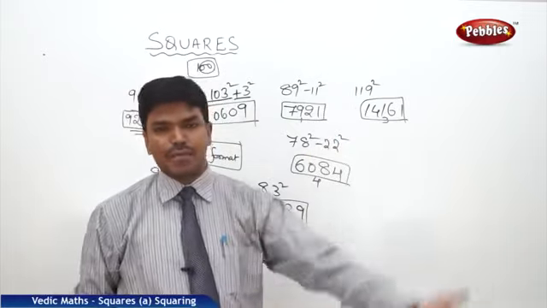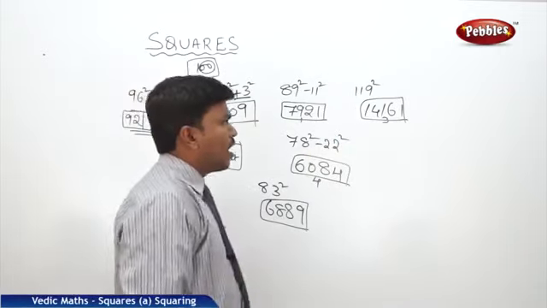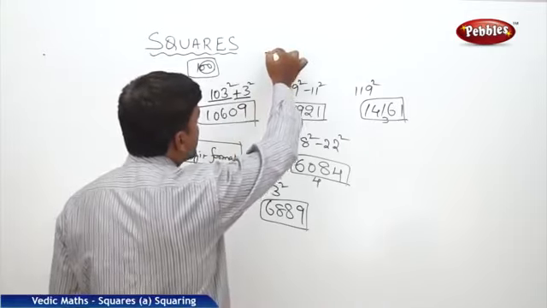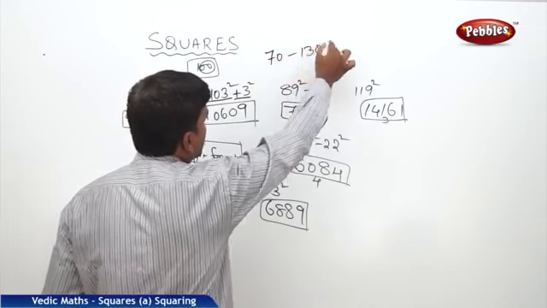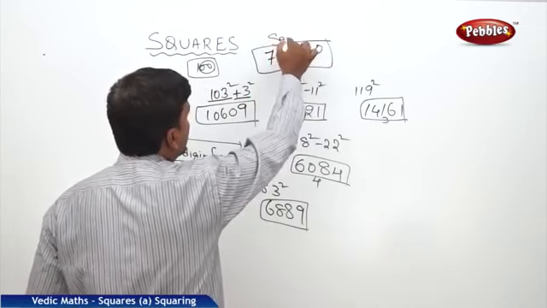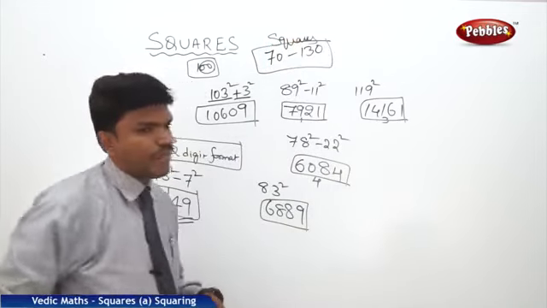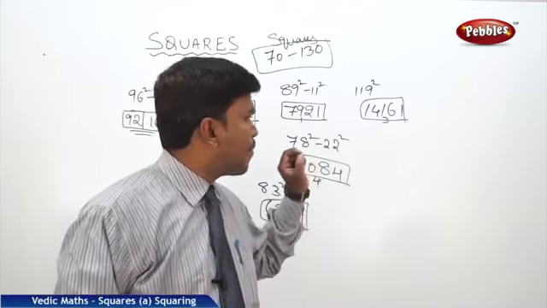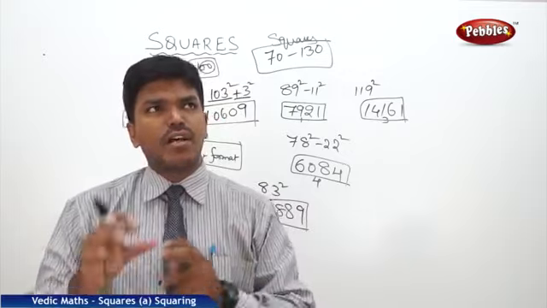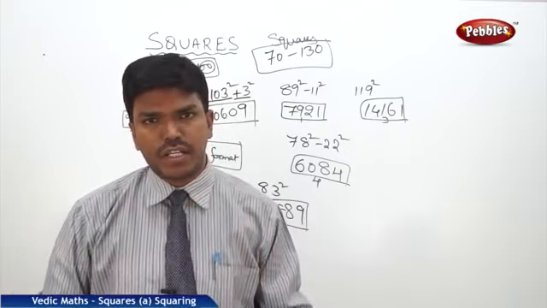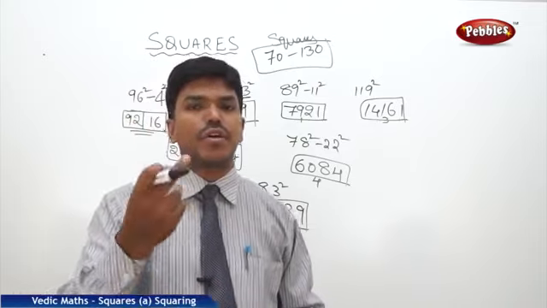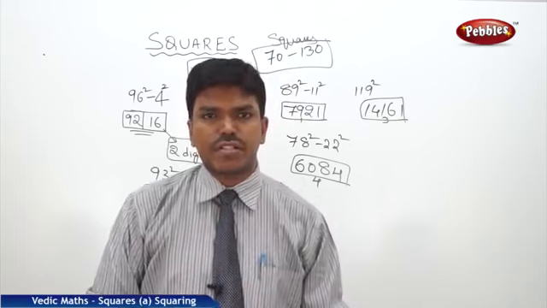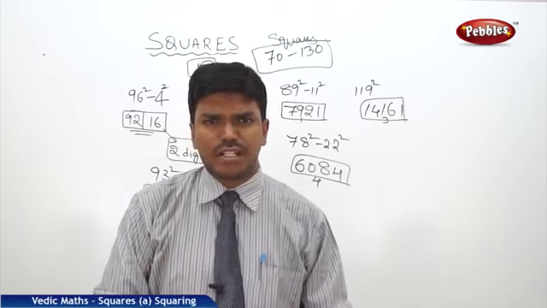Anyhow, I can keep the carry in the mind. Okay. Like this, we can calculate from 70 to 130 squares. And you do one thing. Take some random numbers from 70 to 130. Take some random numbers and try to find out the squares in this way, and compare with the original answers by any other method as you like.